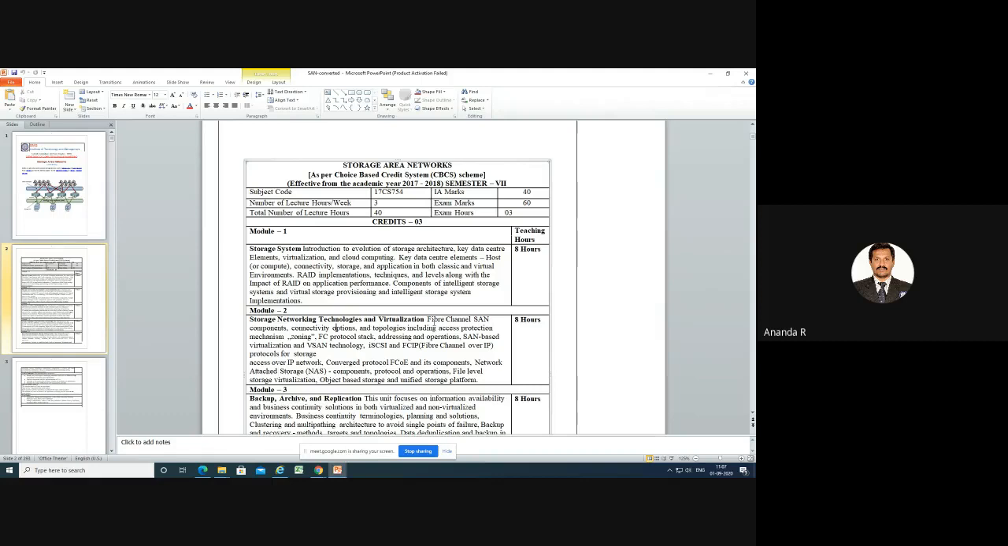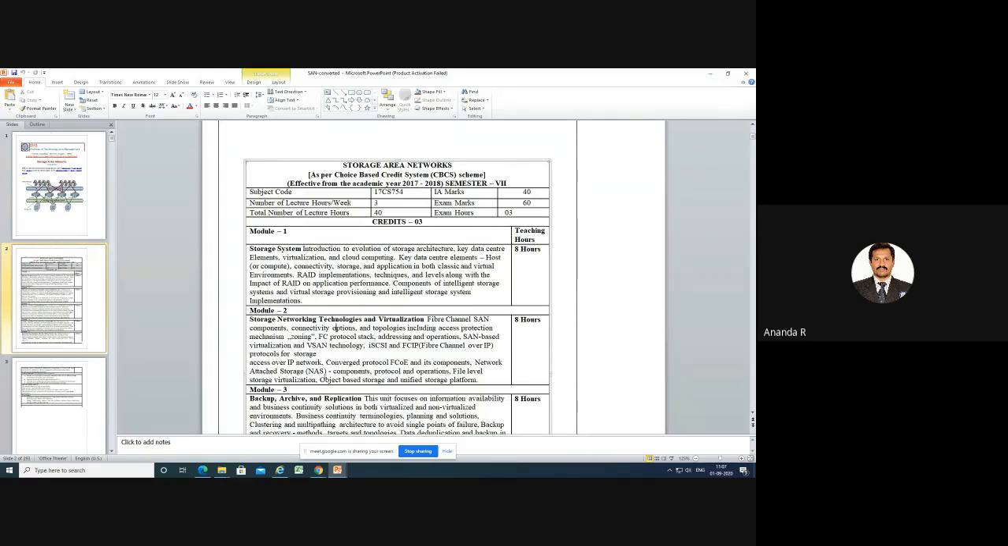Here we study the fiber channel SAN: its components, connectivity options, topologies including access protection, and the mechanisms used for access protection. Then the FC protocol stack, addressing and operations, and what the different operations are. Then SAN-based virtualization, vSAN technology, iSCSI and FCIP, that is fiber channel over IP. All this we cover inside storage network technology and virtualization, which is module number two.